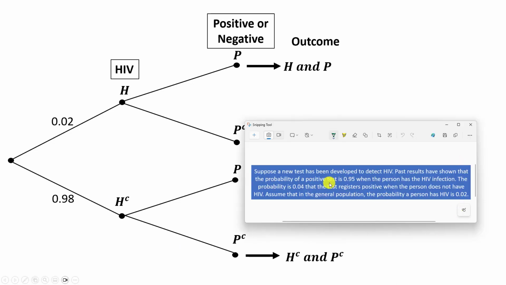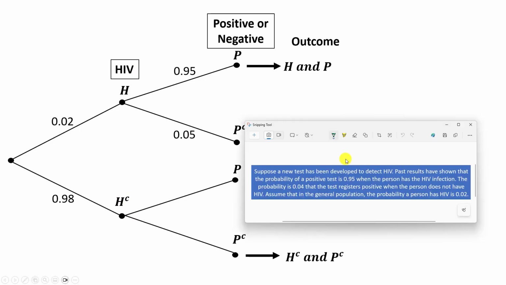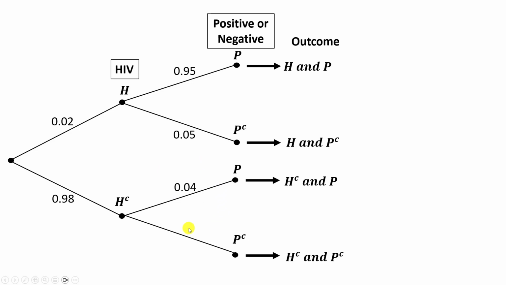Next, we can read here that the probability of a positive test is 0.95 when the person has the HIV infection. So if they have HIV, if we're along the first branch here, the chance that they have a positive test is going to be 0.95. So 0.95 must be up here, which means that this must be 0.05. If there's a 95% chance of having the positive test, there must be a 5% chance of having the negative test in this situation. And then the very last 2 that we can fill in are related to this 4%. The probability is 4% that we have a positive test when they don't have HIV. So this one should be 0.04, which means this one down here has to be 0.96.